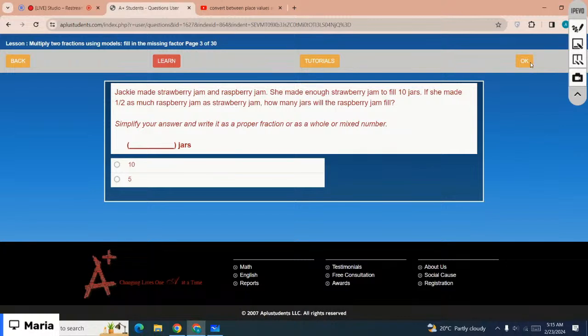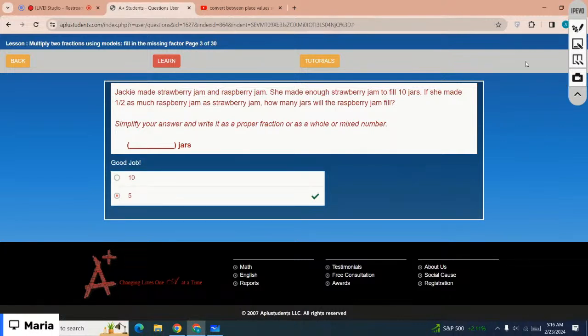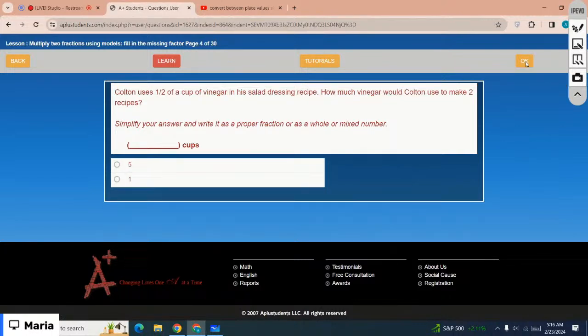Yes, the correct option is the second one, that is 5. She made half as much raspberry jam as strawberry jam, so the correct option is 5. You have to see how many jars the raspberry jam fills. The correct option is 5. Yes, 5 it is, not 10, right? You have to do 1 by 2 times 10, right?